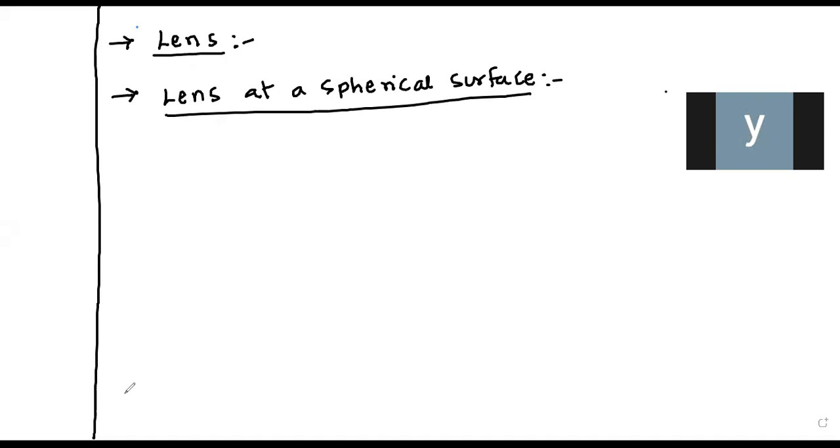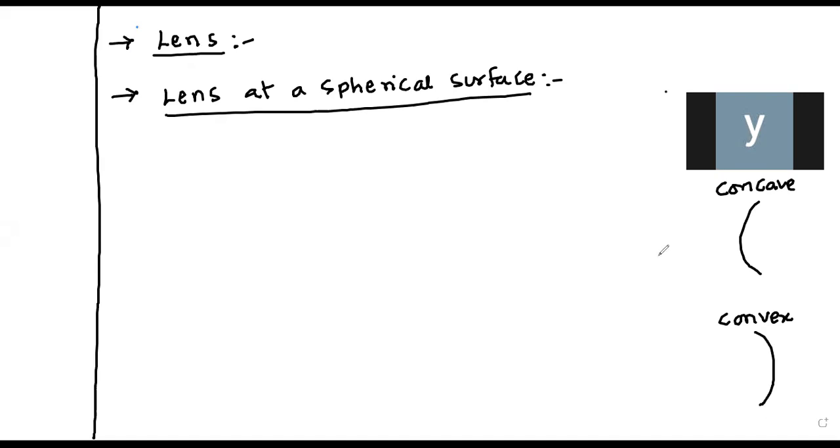In the lens, firstly we are having a lens at a spherical surface. Whenever we say spherical surface, it can be a concave spherical surface or a convex spherical surface. Concave spherical surface means we'll have a lens. Convex spherical surface will have a lens.